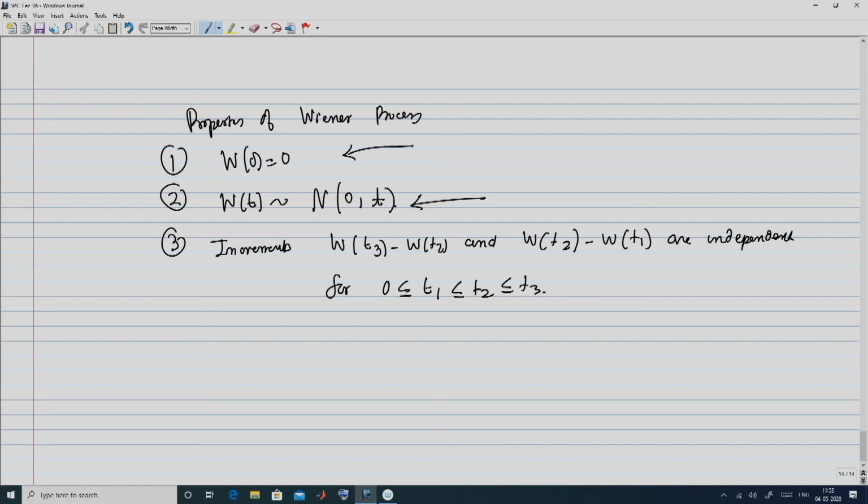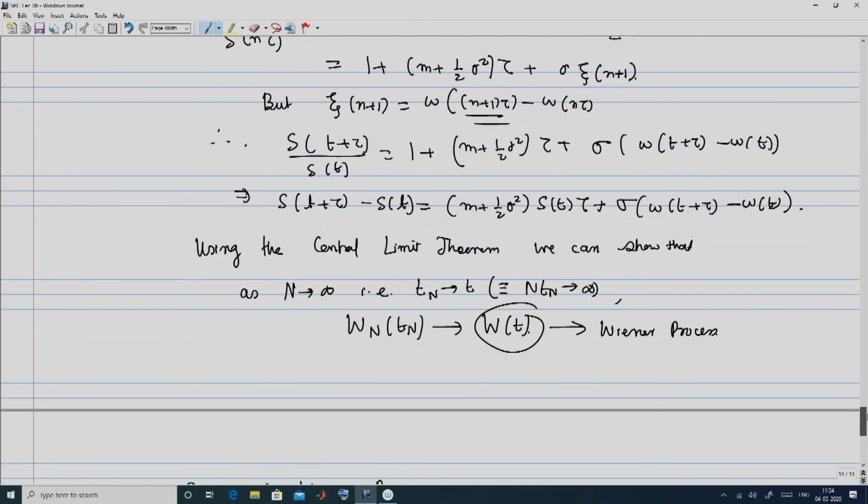So, that is why we defined the normal distribution earlier. And the mean of this is 0 and the variance is t. And the last one says that if we consider two non-overlapping intervals, T1 to T2 and T2 to T3, then the corresponding increments W(T2) minus W(T1) and W(T3) minus W(T2) are independent of each other. So, once we have this definition, then we can now go back and look at this.